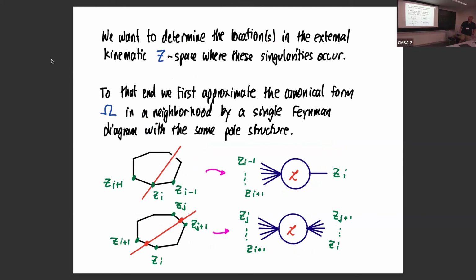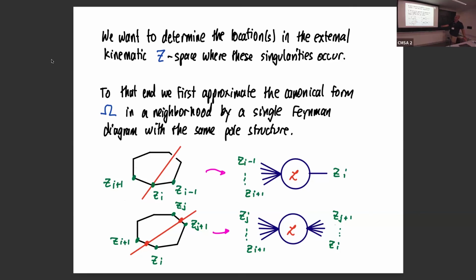To answer that question, what we had in mind was to approximate the canonical form, which in general is some complicated object. We imagine approximating it in a neighborhood of the singularity we're looking at by a single Feynman diagram with the same pole structure. The basic idea is that we know that in principle you can calculate this canonical form by summing up Feynman diagrams. It's maybe the worst way in the world to compute it, but at least as a proof of principle, that is a valid method.